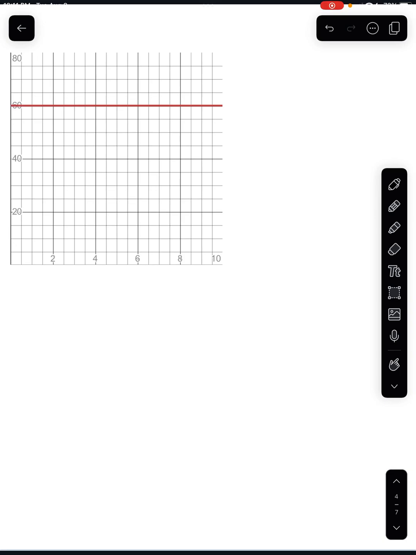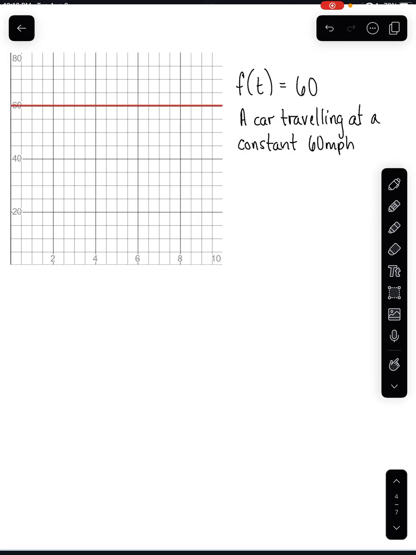This is the function f of t is equal to 60. Excuse me. We can think of this as a velocity function. We can imagine this as a car traveling at a constant 60 miles an hour. Imagine they have the best cruise control in the world. f of t is actually the velocity function for the car, constant 60 miles per hour.